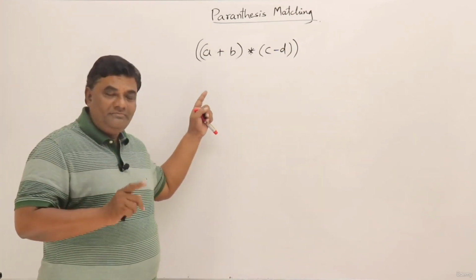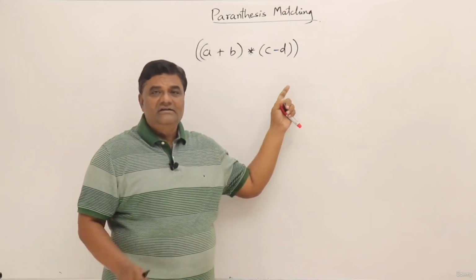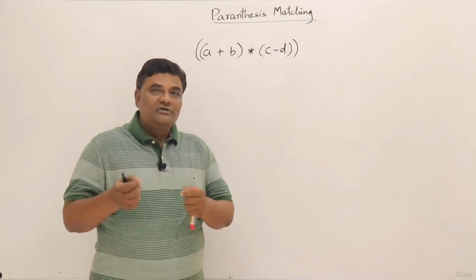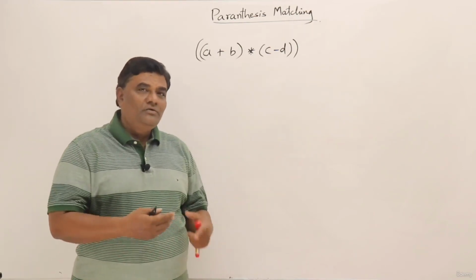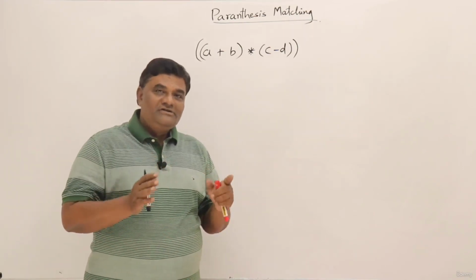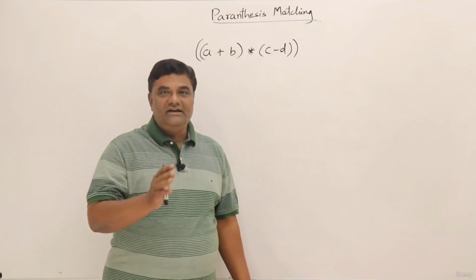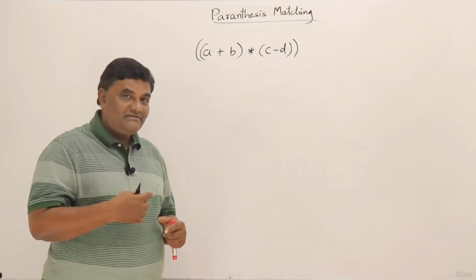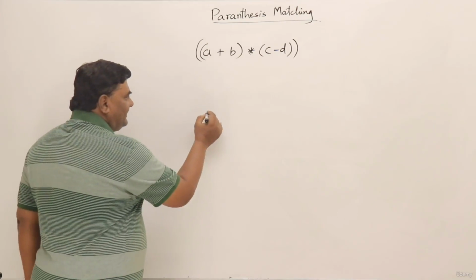Means for every opening parenthesis, there must be a closing parenthesis. This is what we want to check. That's all. The problem is very simple. For every opening bracket, there must be a closing bracket. So how to check this? For checking this, a stack can be used. Let us see how we can take the help of a stack and find out whether the parentheses are balanced or not. I'll take a stack.